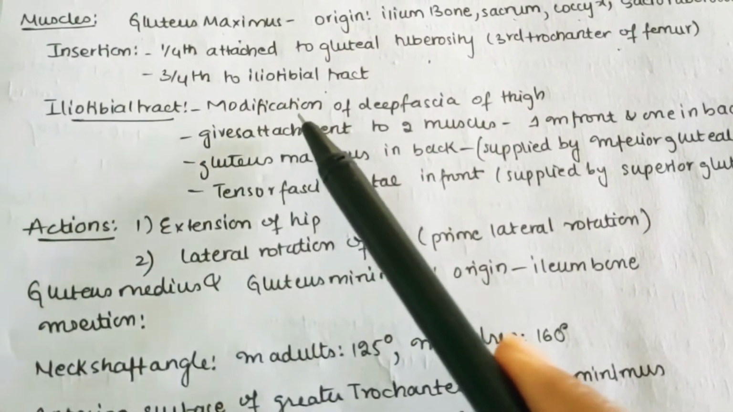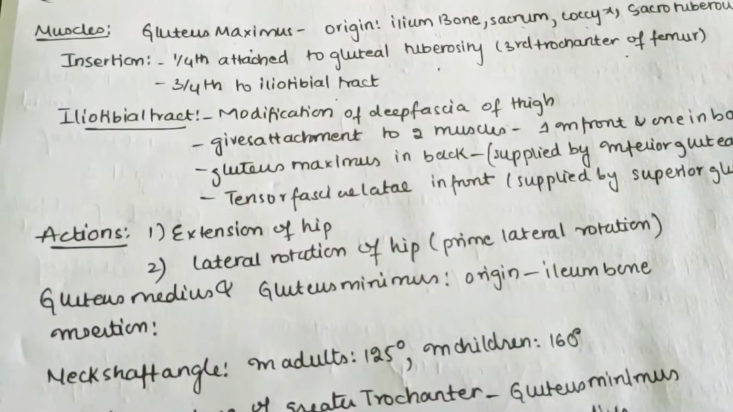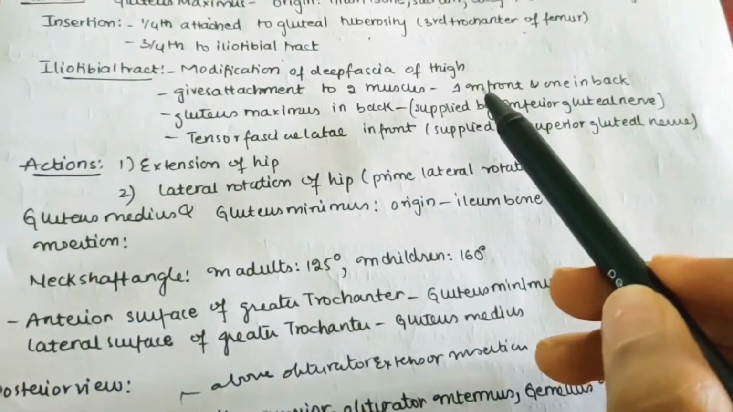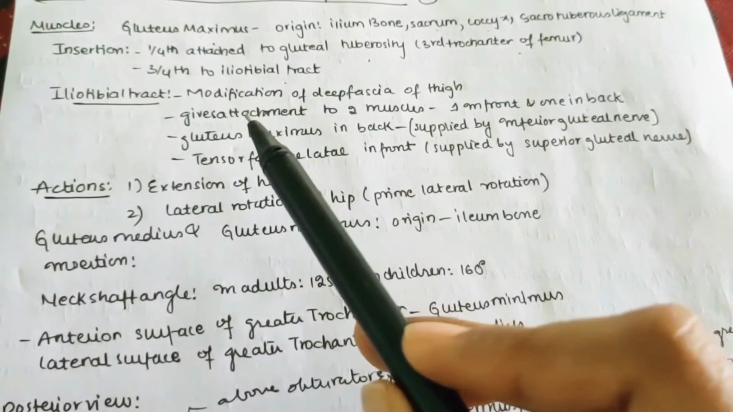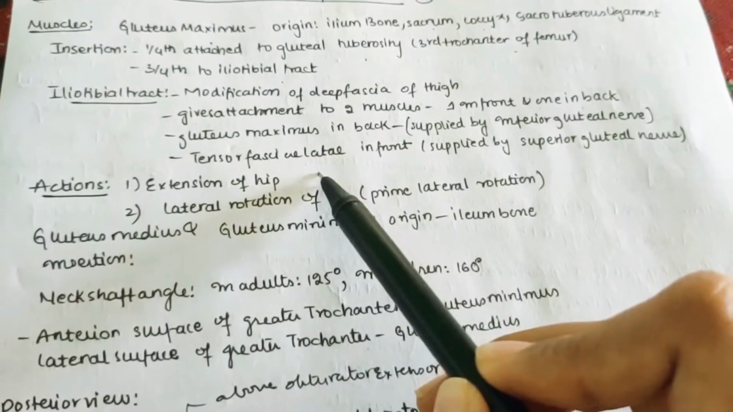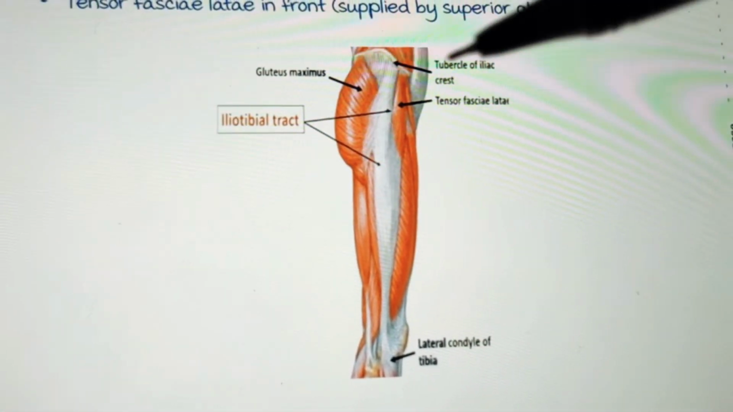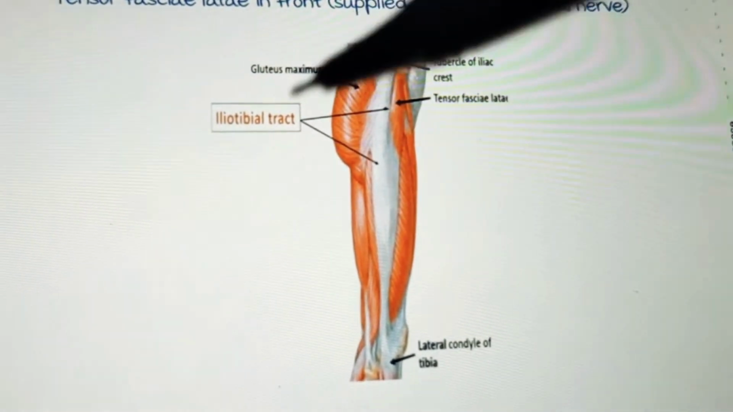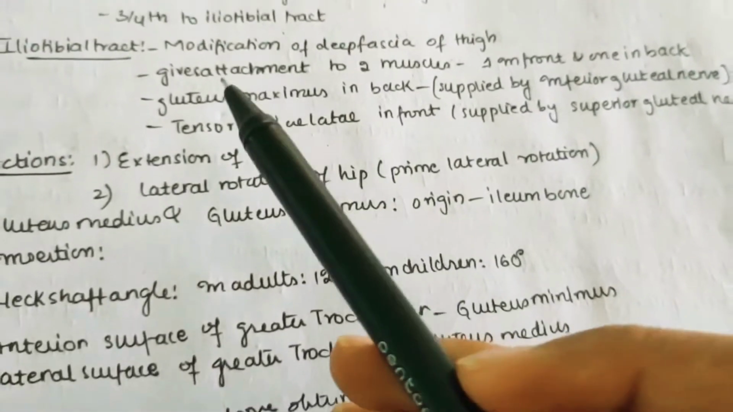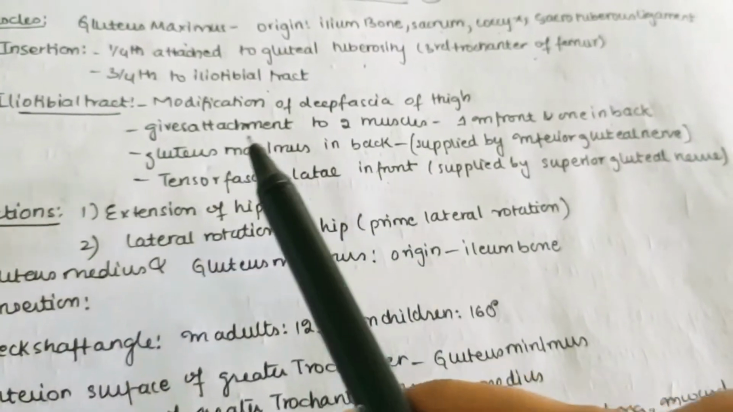So what is it actually? It is the modification of the deep fascia of the thigh. The deep fascia is only modified, and this iliotibial tract gives attachment to two muscles, one in the front and one in the back. The muscle attached in the front is the tensor fascia lata. I'll show in the diagram. You can see here the muscle attached on the front is the tensor fascia lata, and the muscle attached on the back is the gluteus maximus.